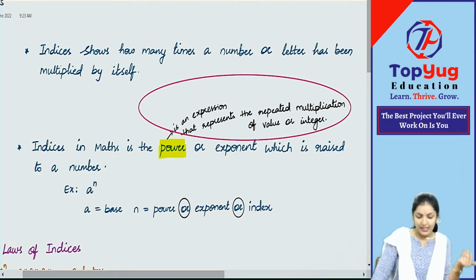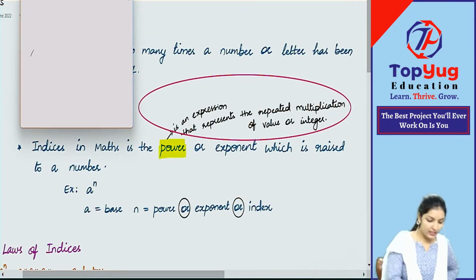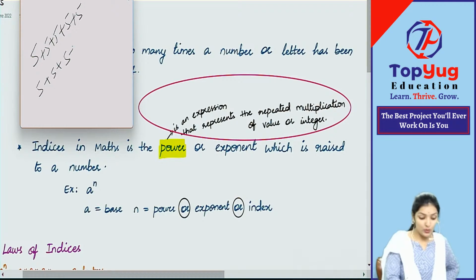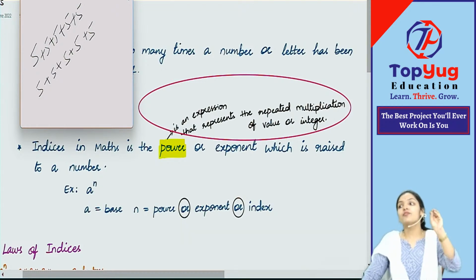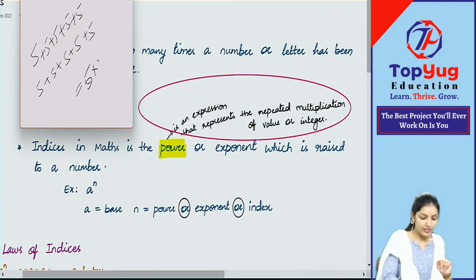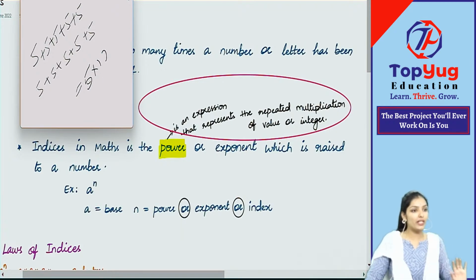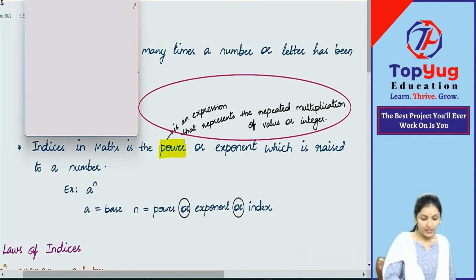So what is indices and why do we need this indices? Let me tell you like this. If I add the number 5 for 10 times, what would be the answer? I am adding 5 for 10 times, which means basically I will be writing 5 into 10, that is 5 plus 5 plus so on, equal to 50. So 5 into 10, that's how I'm going to get 50.